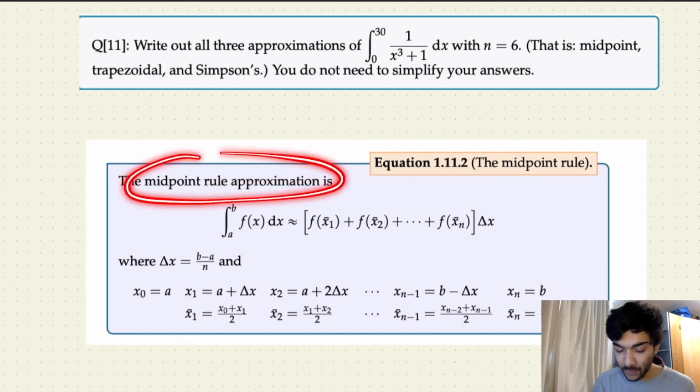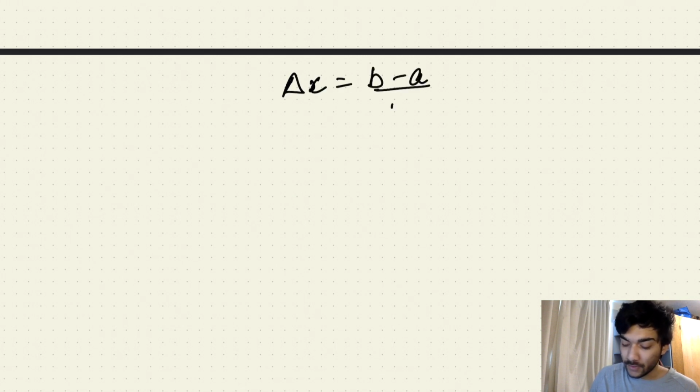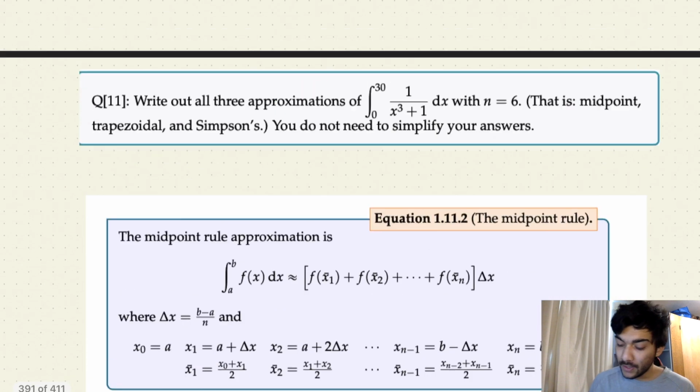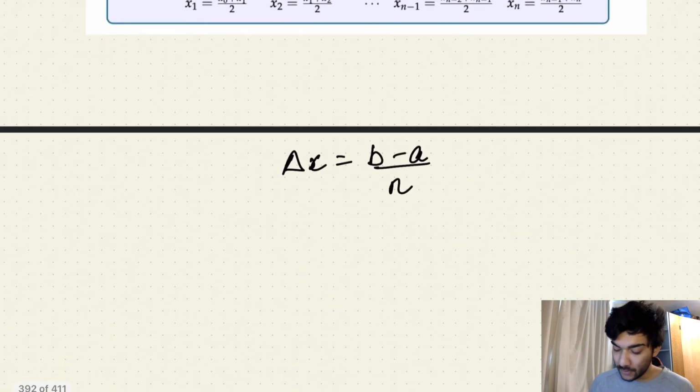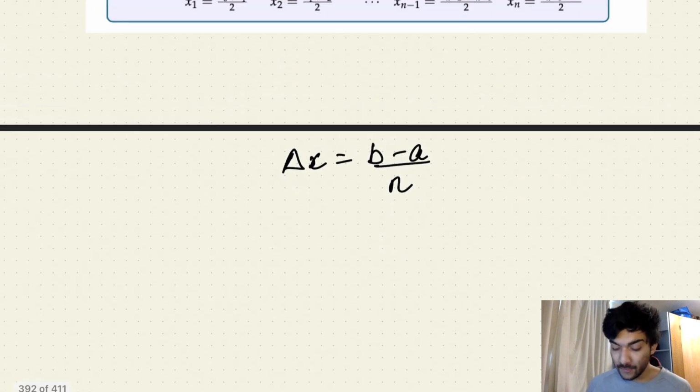So this midpoint rule approximation is similar to the right hand Riemann sum approximation. The only difference is your xi's in this case. So you know the formulas about the right Riemann sums, right? The delta x calculation is always the same for all the three approximations, and delta x is basically b minus a over n, where b is your upper endpoint in the definite integral, a is the lower endpoint, and n is the value of the n which is given in the question.